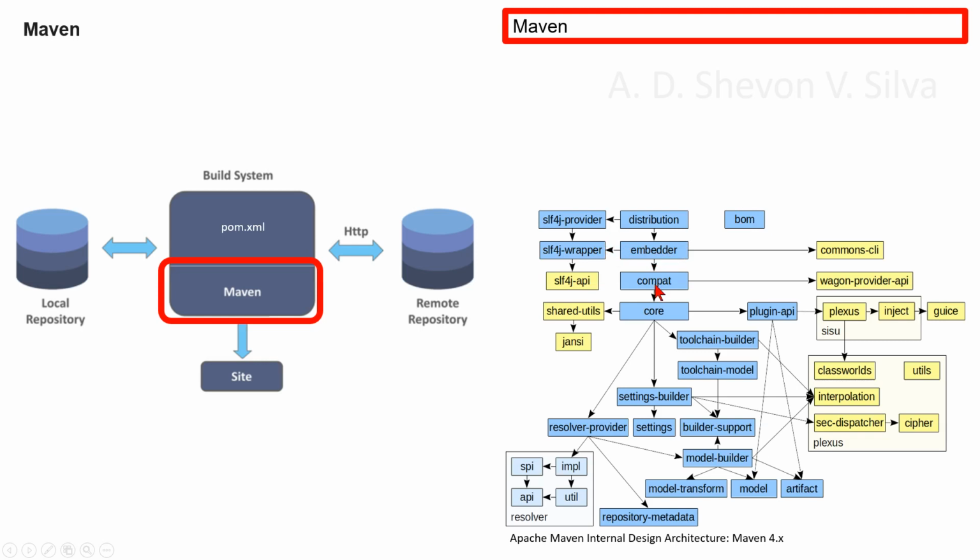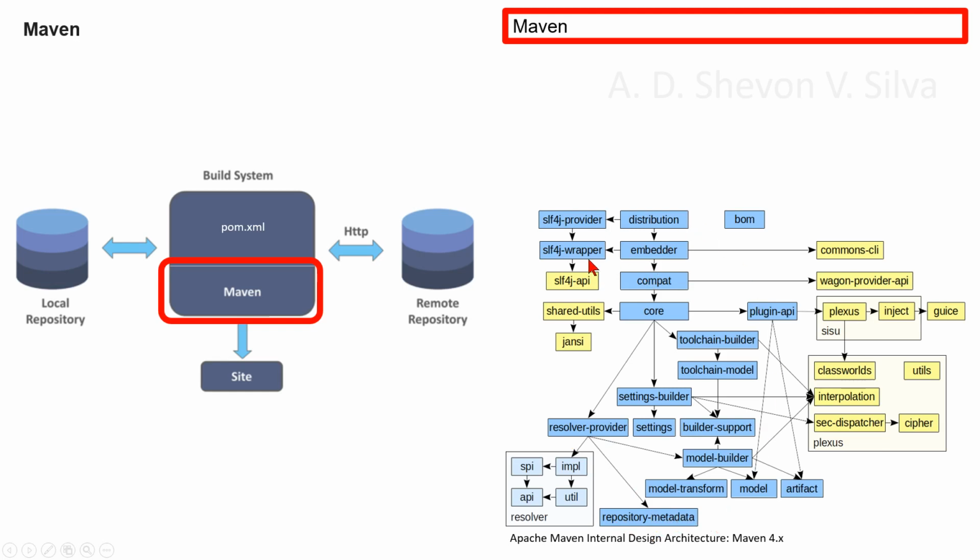Embedder is connected to SLF4J-wrapper and also connected to compat, and compat is connected to core, and core is connected to plugin-API, and core is connected to toolchain builder, settings builder and resolver provider. Toolchain builder is connected to toolchain model, and settings provider is connected to settings builder support, and model builder is connected to builder support, and also connected to model transform, model and artifact. And here resolver provider is connected to repository metadata.